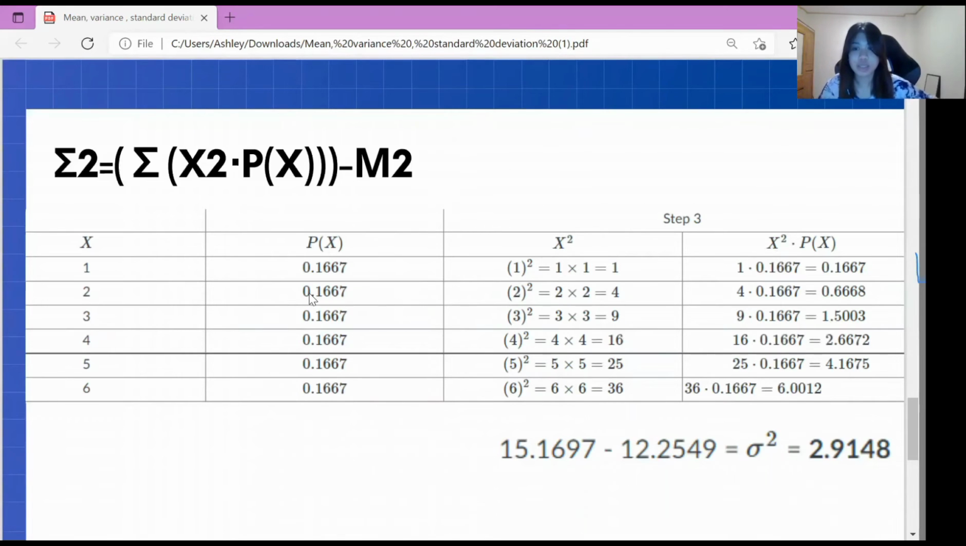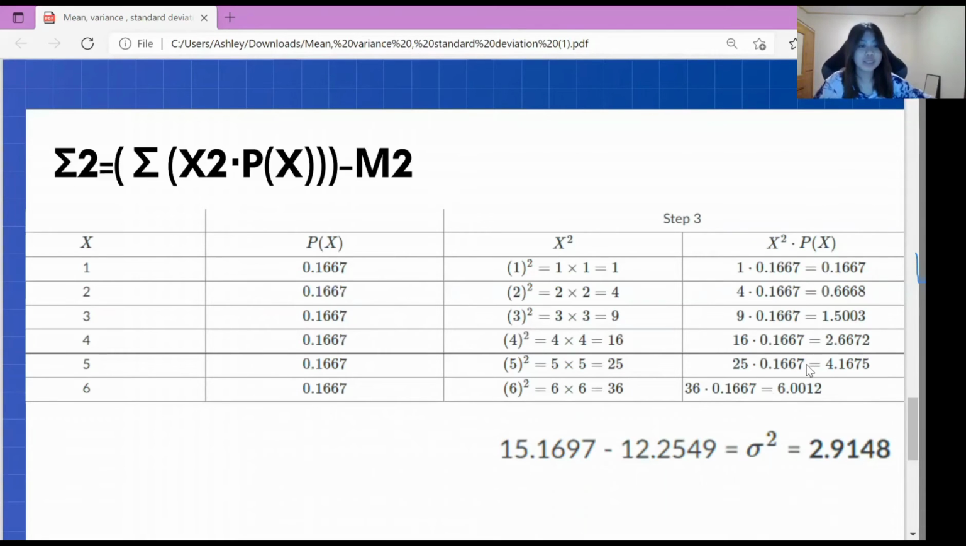Okay, so let's use the second one. It's the second row. So here we have 2 times 2 equals 4. Then we have to multiply the 4 to the probability of x, which gives us a product of 0.6668. And then the same process goes again. We just have to add all of this.